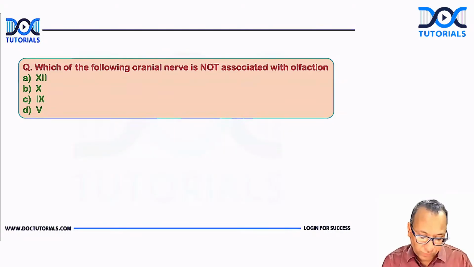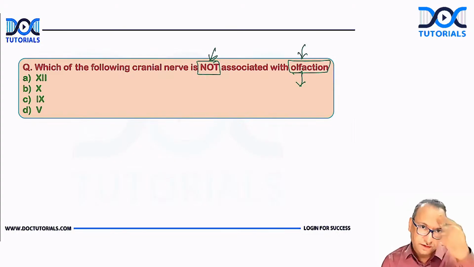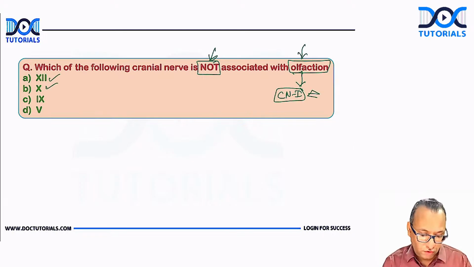It is asking, which of the following cranial nerves is not associated with olfaction? Look at the kind of questions these examiners are asking. We will see olfaction means the cranial nerve number 1, which is coming from telencephalon. So cranial nerve number 1 is the only possible answer. But then look at the options. You don't even have this cranial nerve number 1 in the options. So what are we trying to say here?